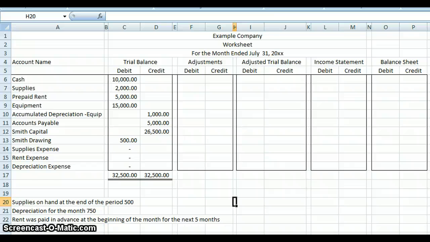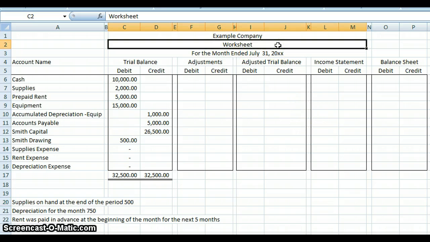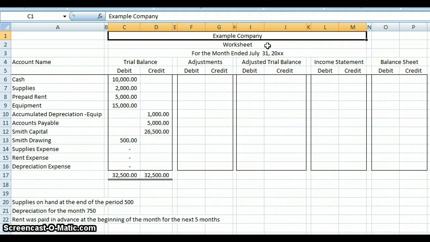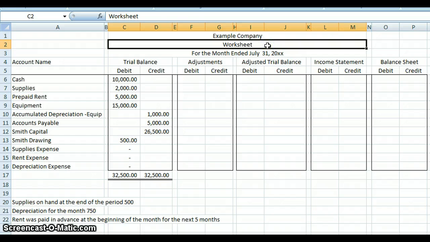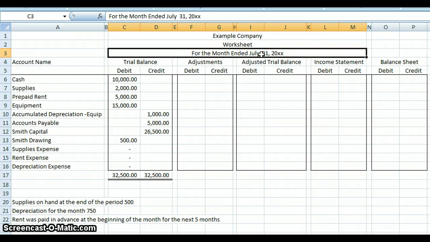Hi, welcome to accounting. Today we're going to work on how to complete a worksheet. A worksheet is a tool that accountants use at the end of the month to work on their adjustments. The worksheet is a statement, so it starts with the company name, the who, the name of the statement, a worksheet, the what, and the when.